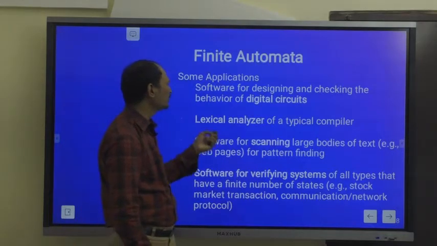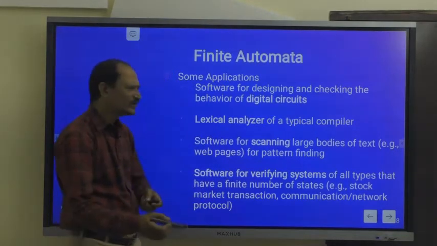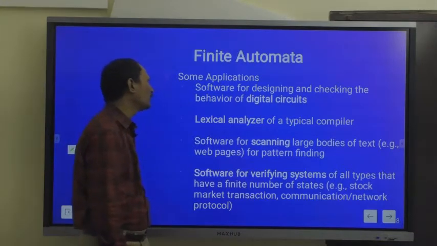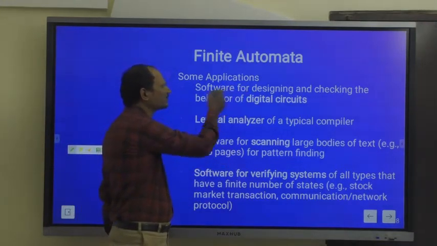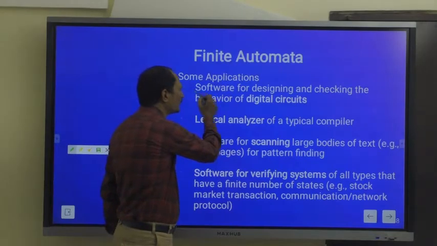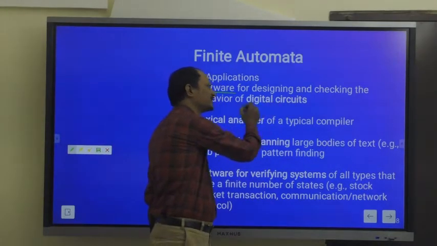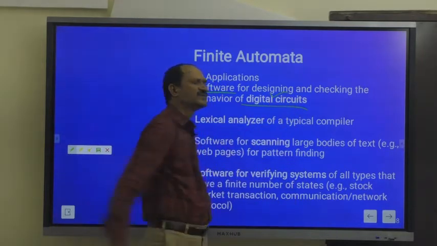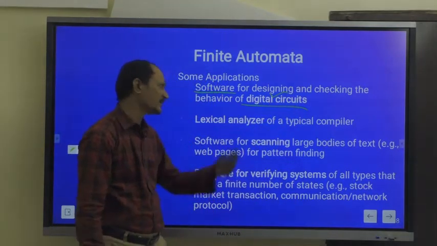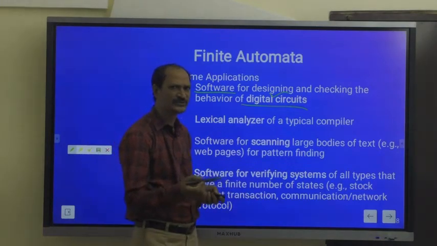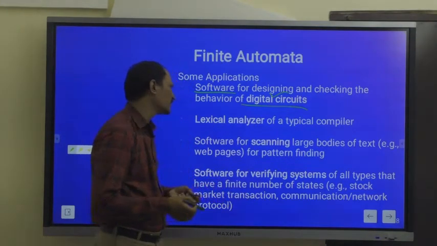Now we are going to see about the finite automata theory, and certain simple applications of it. As you are seeing on the board, one application of finite automata is as software for designing and checking digital circuits. In the construction of designing and checking digital circuits, we make use of the concepts that we are going to study from formal language and automata theory.